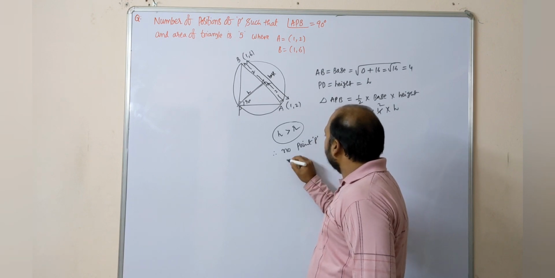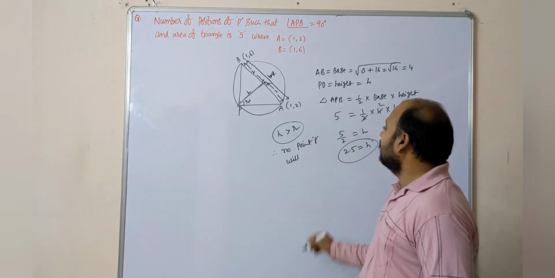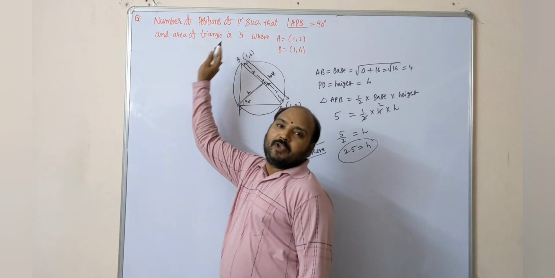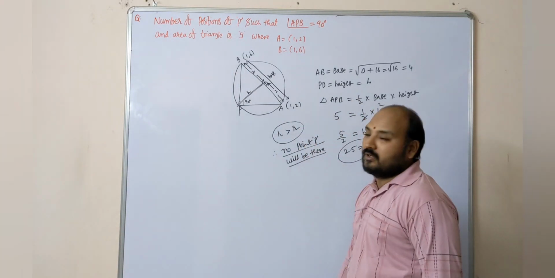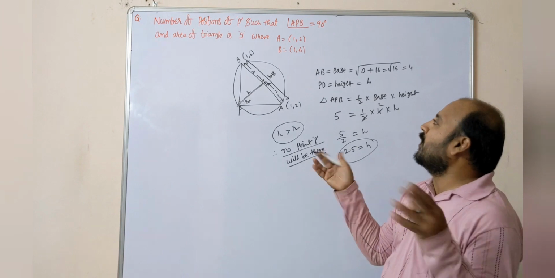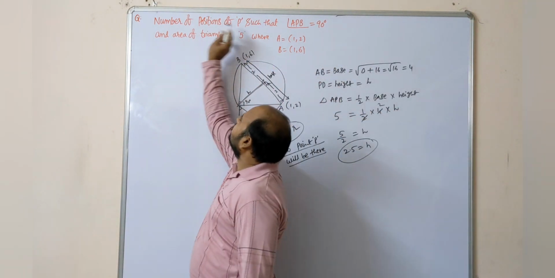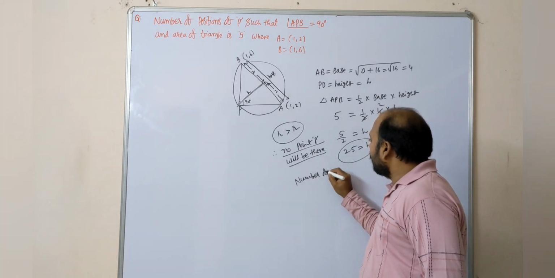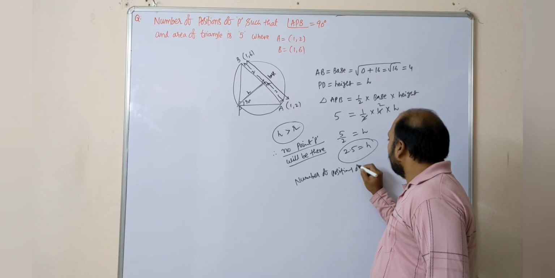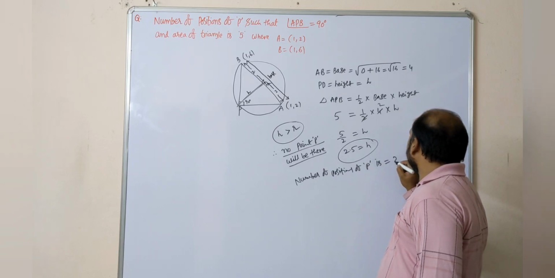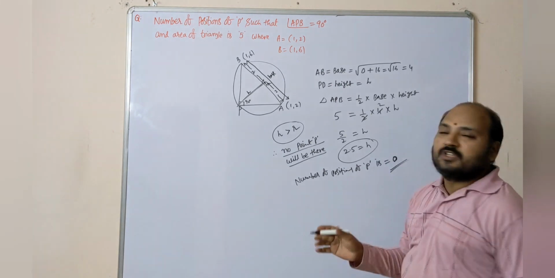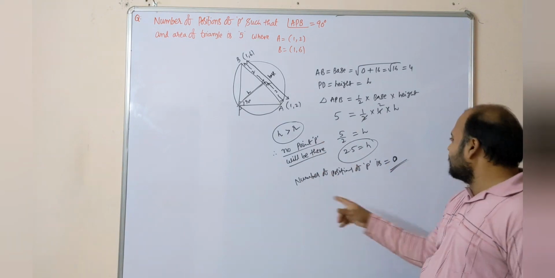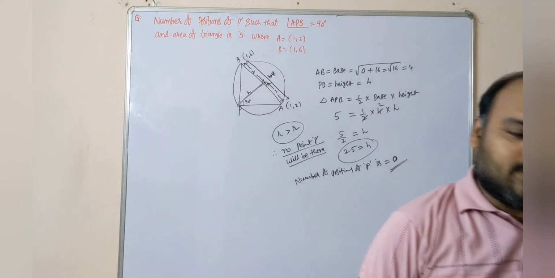No point P will be there. So no point will be there means there are no such points. No point P will be there. The number of points, meaning the number of positions of P, is 0. So this is the answer, dear students. They did not give options; I think it is a numerical type question. The answer is 0. We'll move on to the next one.